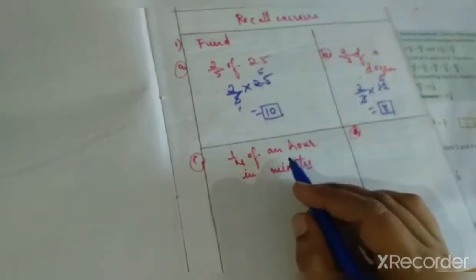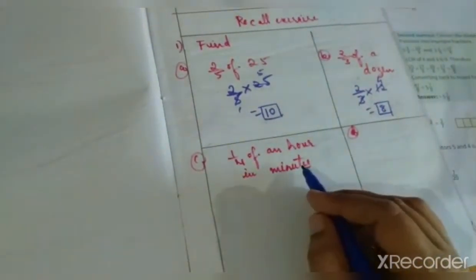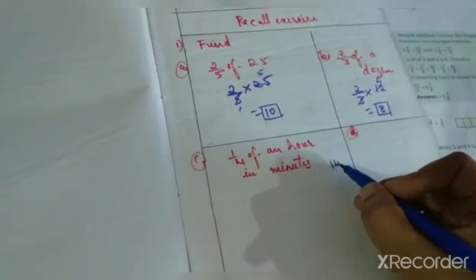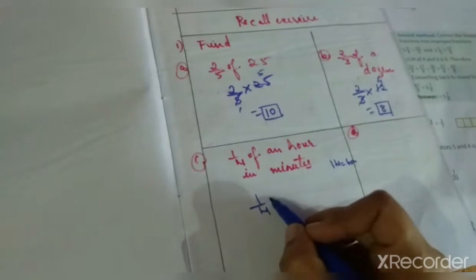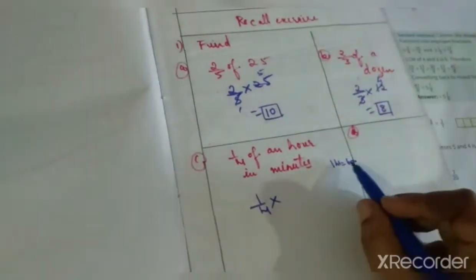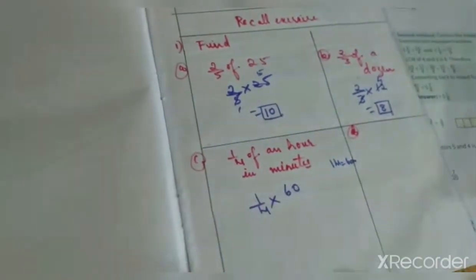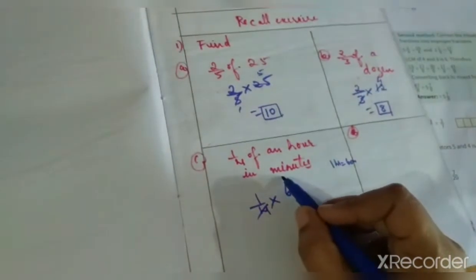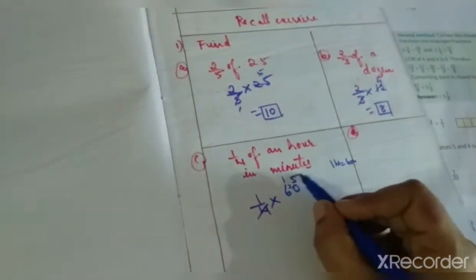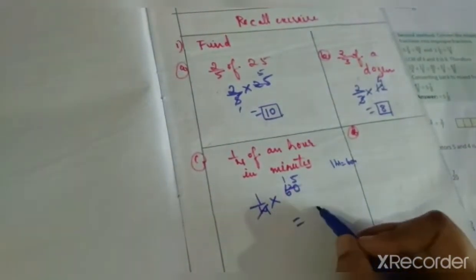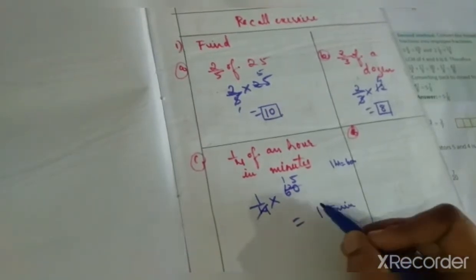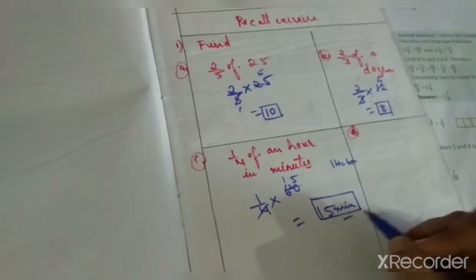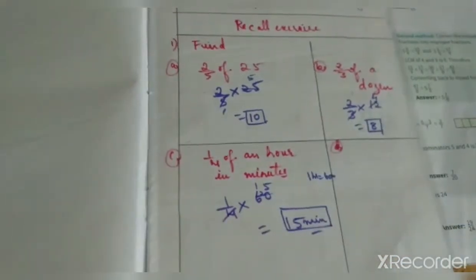1 by 4 of an hour in minutes. We know that 1 hour equals 60 minutes. So for 1 by 4 of 1 hour, which is 60 minutes, we have to write 4 ones are 4, 2 carry, 4 fives are 20. So the answer is 15 minutes.